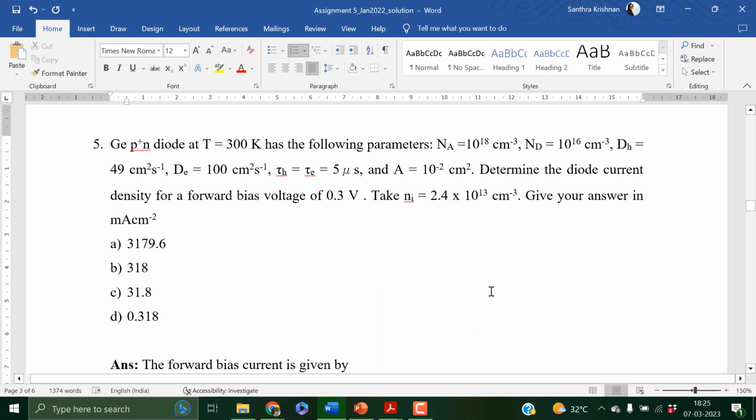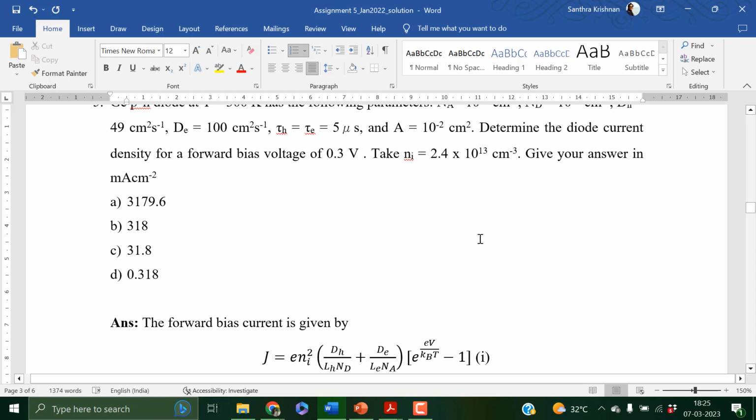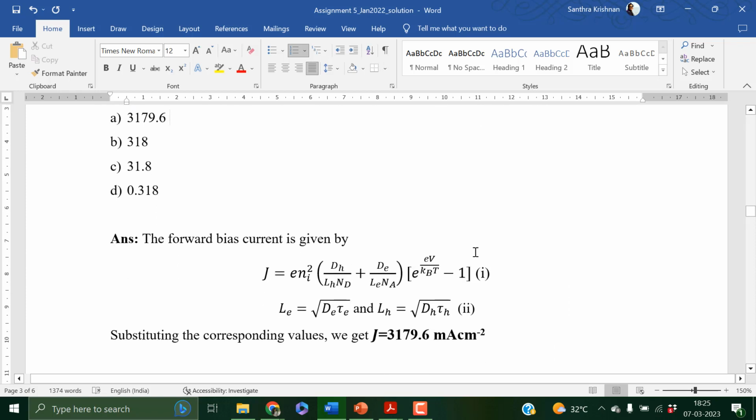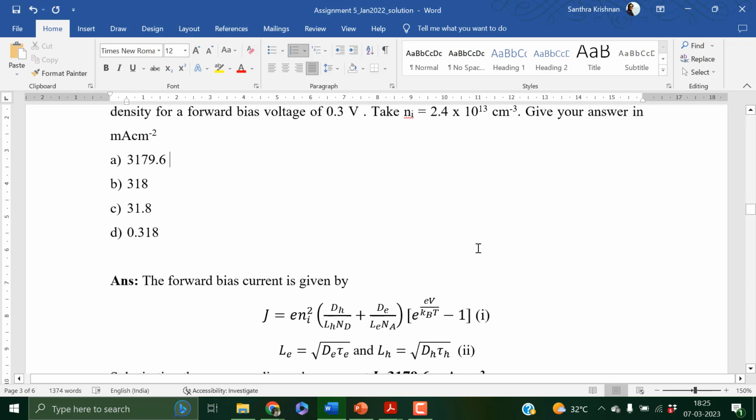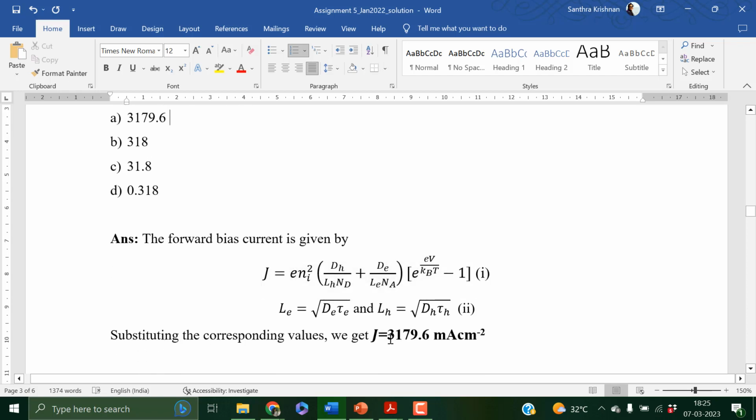No, madam. The forward bias current I got is 6.63 microamps. Forward bias current density is 663.83 ampere per meter square. Okay, but when I solved, I got this answer, 3179.6.